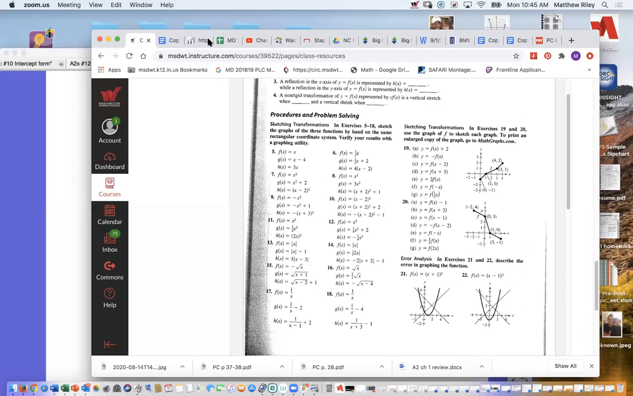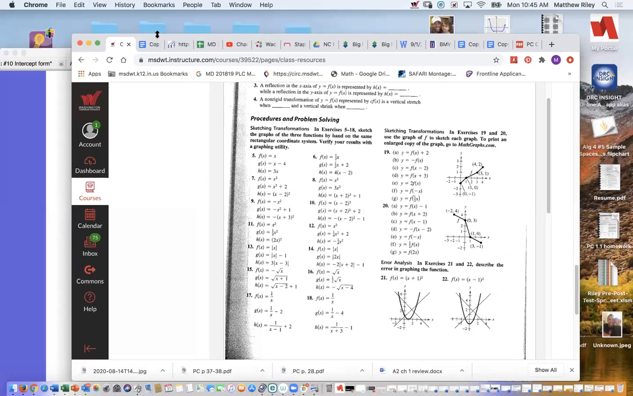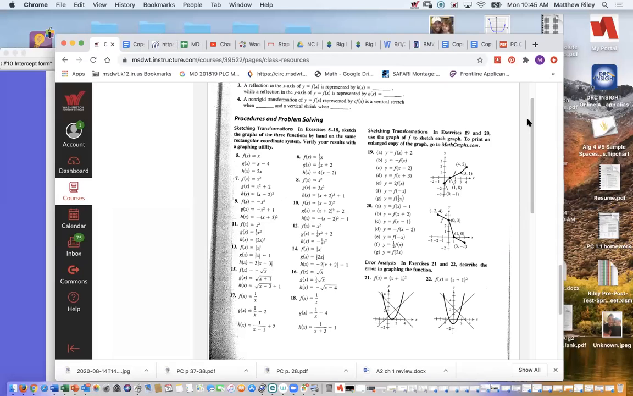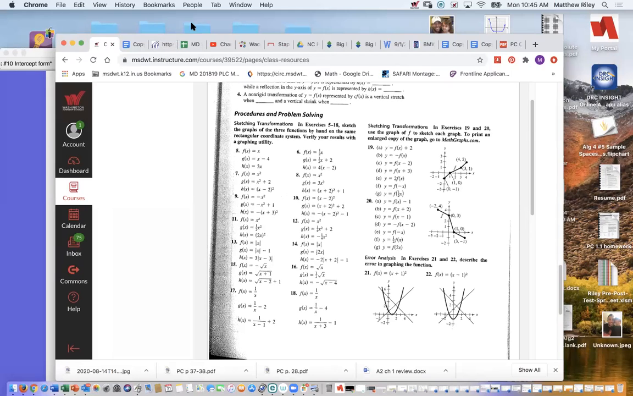There we go. Now can you see it? Yes. Okay. So yeah, I'll bring you back to that page. In fact, let's go back to it right now.